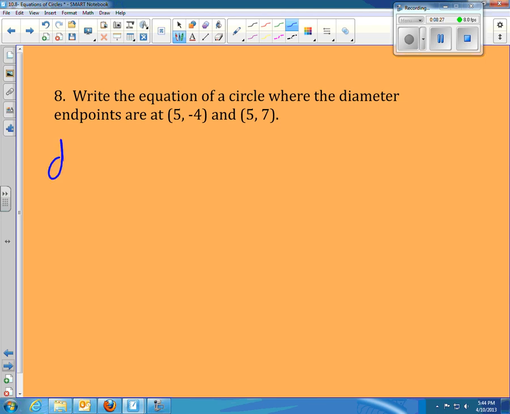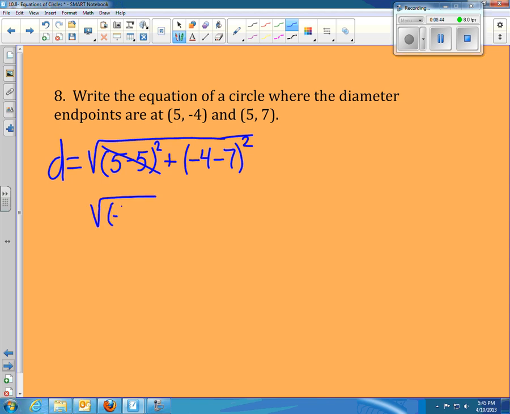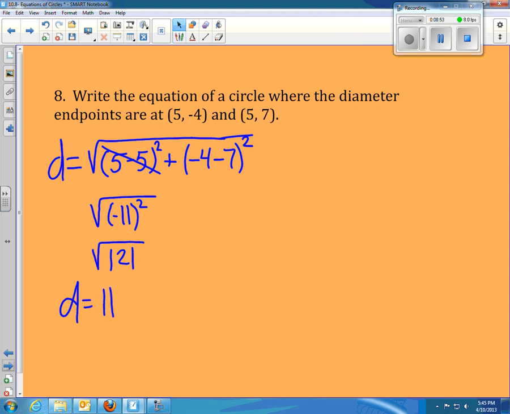All right, so now we're finding our diameter. So we're going to plug into our distance formula. Go ahead and pause if you need to be able to figure out where everything's coming from. And 5 minus 5, that's going to turn into 0. So we're going to end up with -11 squared. So square root of 121. So our diameter is 11. If our diameter is 11, we want our radius, and that's going to be 5.5.